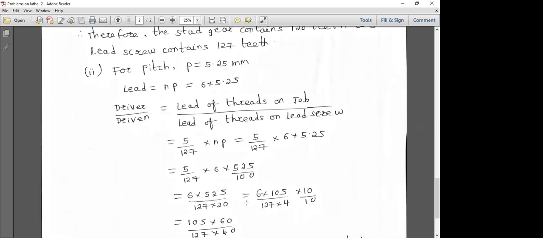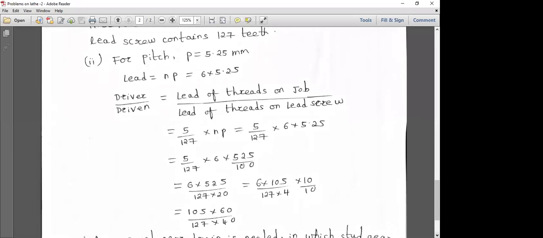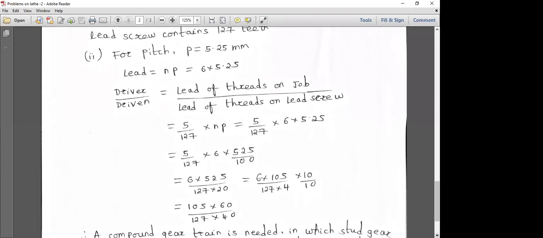So you rearrange the terms like this. So how to rearrange the terms? You have to see. Again, you can go for substitution of this one, 5 fours and 5 105s. That will be 6 into 105 by 127 into 4 into 10 by 10. Just you are writing 10 by 10; this particular value will not change. Why? Because you are going for 105 into 60 by 127 into 40.